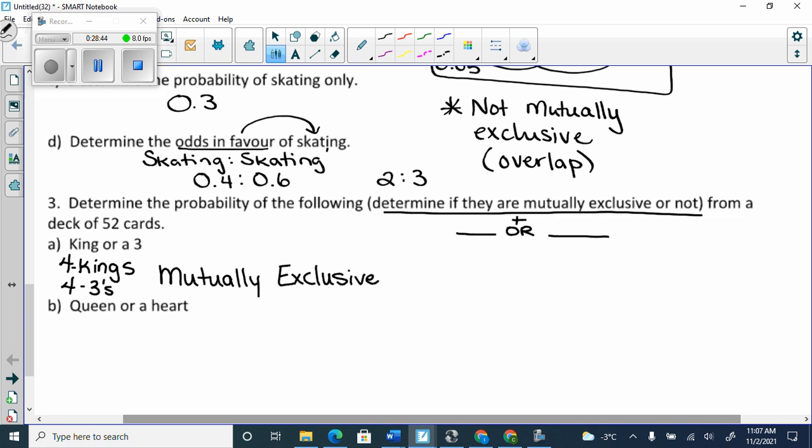Okay, how many cards is that? How many kings or 3s are there in the deck? 4 and 4 is 8. So it would be 8 out of what? 52. Reduce that. What's 8 divided by 52? Math enter.